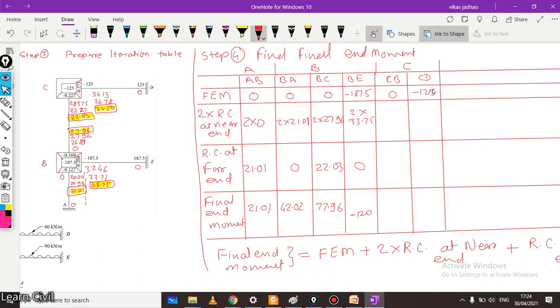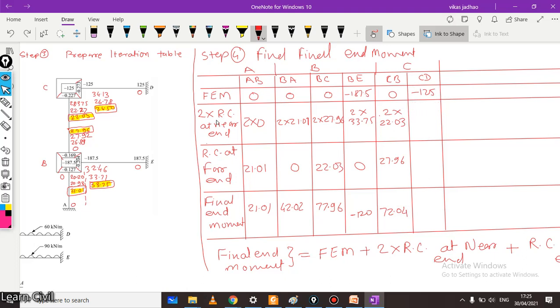So minus 125. 2 into rotation contribution at near end for member CB, this is 22.03. So write down here 2 into 22.03. And rotation contribution at far end for CB is 27.96. Final end moment will be sum of all these in this particular column, and that will be plus 72.04.